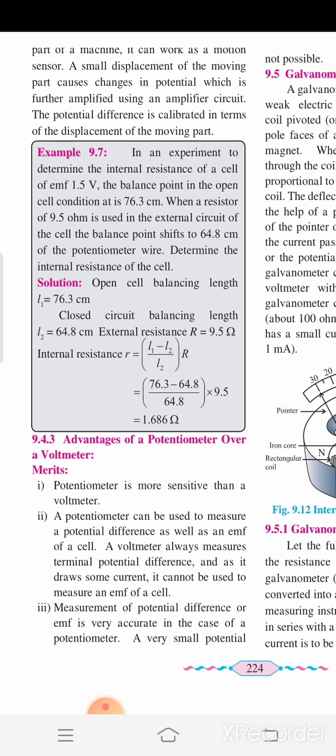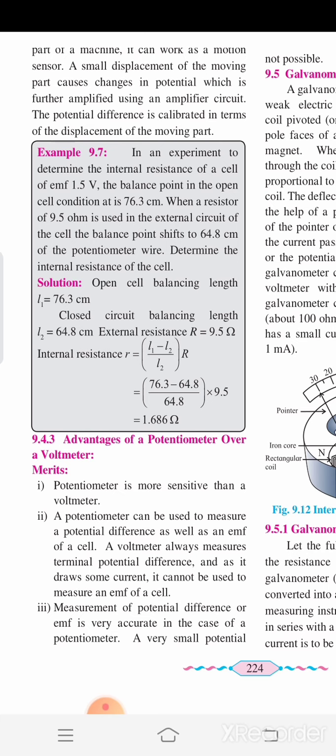The first merit is that the potentiometer is more sensitive than a voltmeter. Means the sensitivity of the potentiometer is maximum as compared to the voltmeter instrument. So that is the first merit of the potentiometer instrument: it is generally a more sensitive instrument as compared to the voltmeter.